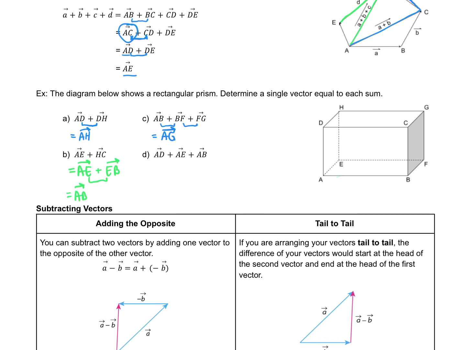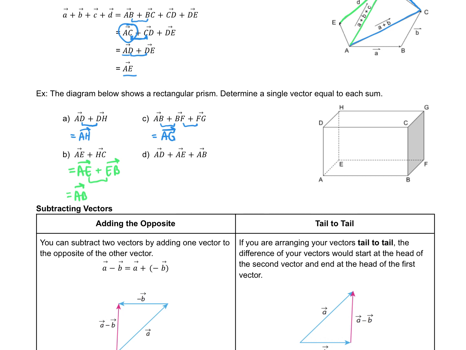But let's take a look at our diagram. AB plus BF plus FG. Using that commutative property, if all of our vectors are lined up head to tail, we can just start at the tail of A and end at the head of G. And that's our resultant vector.